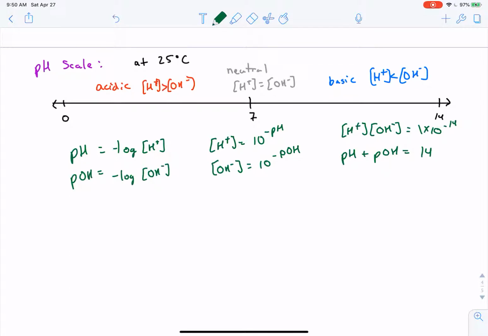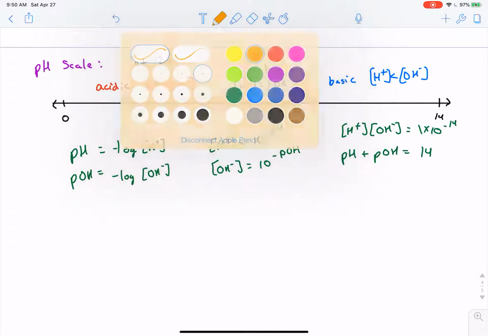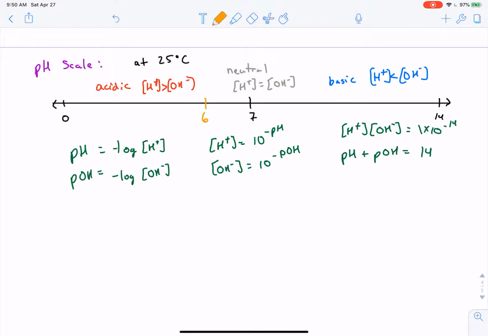Now, since this pH scale is on log base 10, for each unit of pH, how much does the concentration change? A factor of 10. So 6 to 7 is 10 times, 5 to 6 is 10 times, so 5 to 7 is 100 times. Keep that in mind, because for SL, I'll write that down.